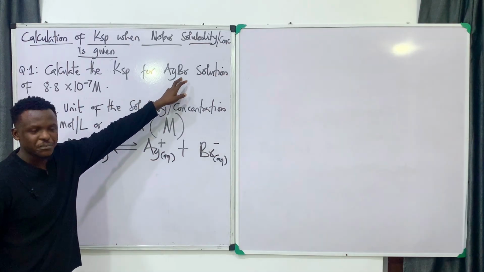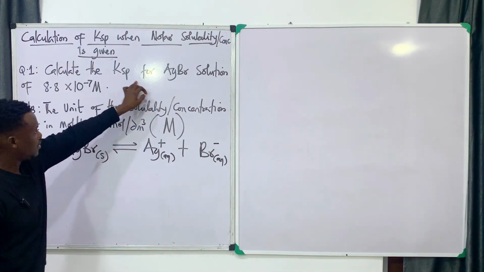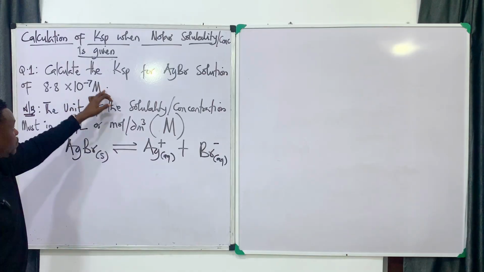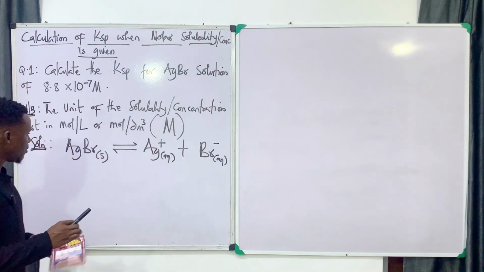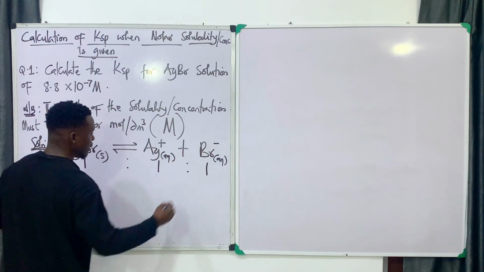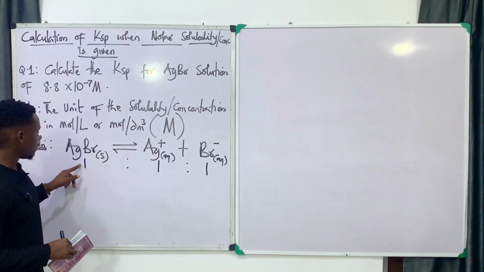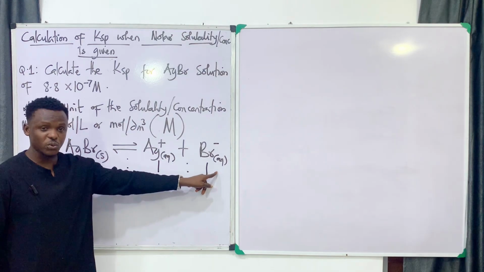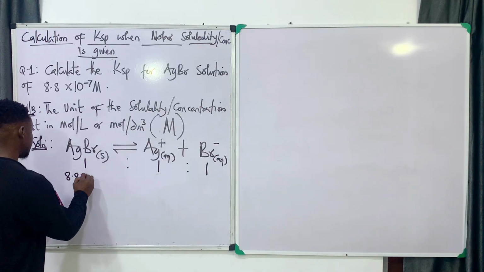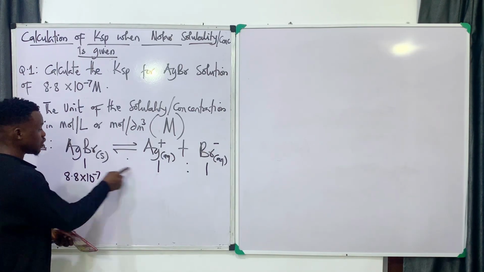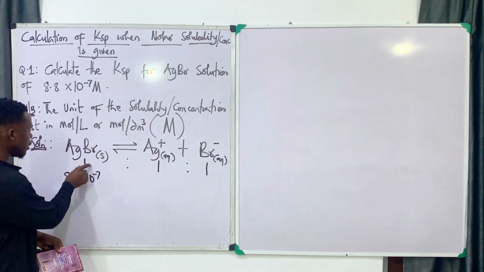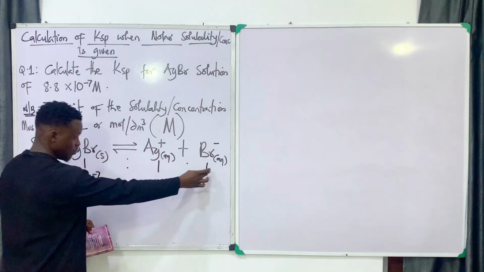Please look up. The next thing we are going to do is to note that the concentration they gave us was for that of AgBr. They said calculate the Ksp for AgBr solution of this. So that means this 8.8 times 10 to the power minus 7 is for this AgBr. But before we proceed, the mole ratio of this is 1 to 1 to 1, which simply means that 1 molar of this will give us 1 molar of this, and this will always give us 1 molar of this. So since they gave us 8.8 times 10 raised to the power minus 7, and since their ratio is 1 to 1, because the coefficient here is 1, and the coefficient here is 1, 1 molar of this is equivalent to 1 molar of this.